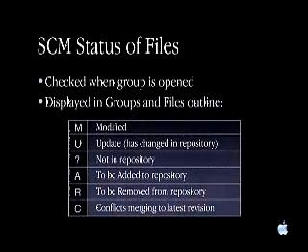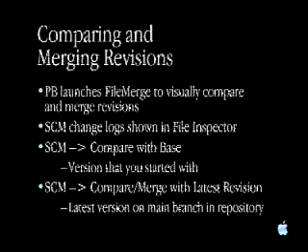The SCM status of files is shown in the Groups and Files outline view. So there's modified. U means that it's updated out in the repository, and you need to update to it. Somebody else has changed it. Question mark means it's not yet in the repository. A means that you've added it and will be committed later. R means that it's been removed, so it shows in gray there. And the C means there's been conflicts.